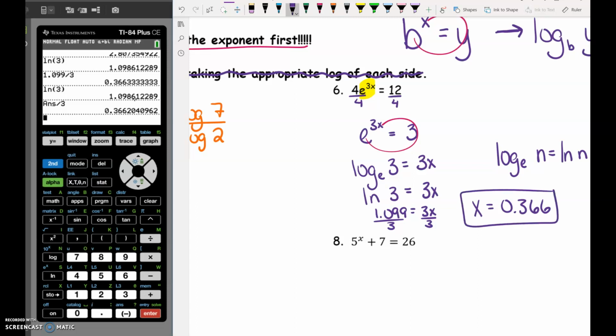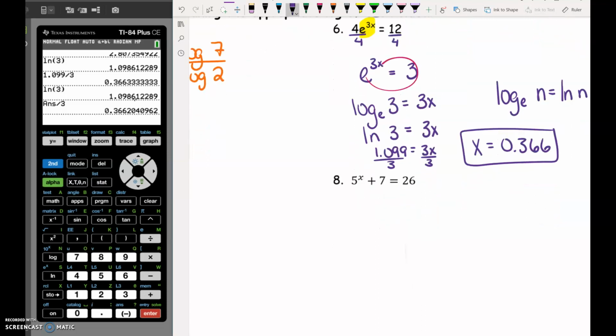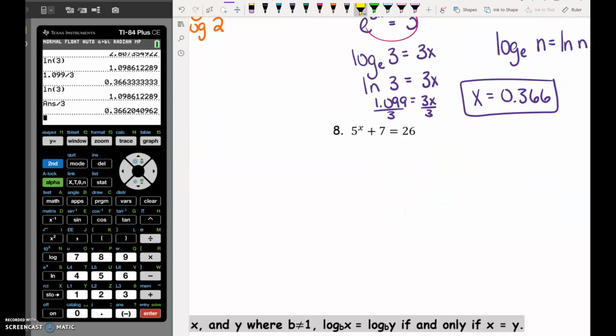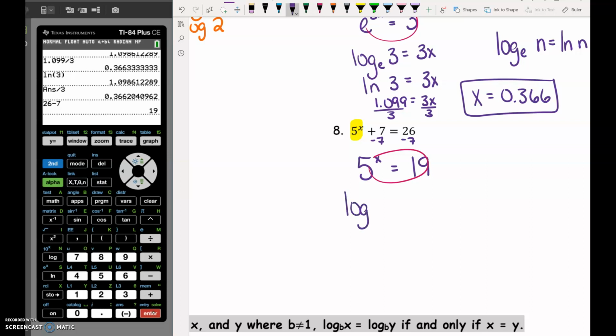Okay, we're going to ignore number 7 for right now and go to number 8. Number 8, excuse me, we need to get the thing that is raised to the exponent by itself. So the first thing that we need to do is subtract 7 on both sides. So 5 to the x equals 26 minus 7 is 19. Now we're stuck. Anytime you're stuck, do the log ride. Woo! We have log base 5 of 19 equals x.